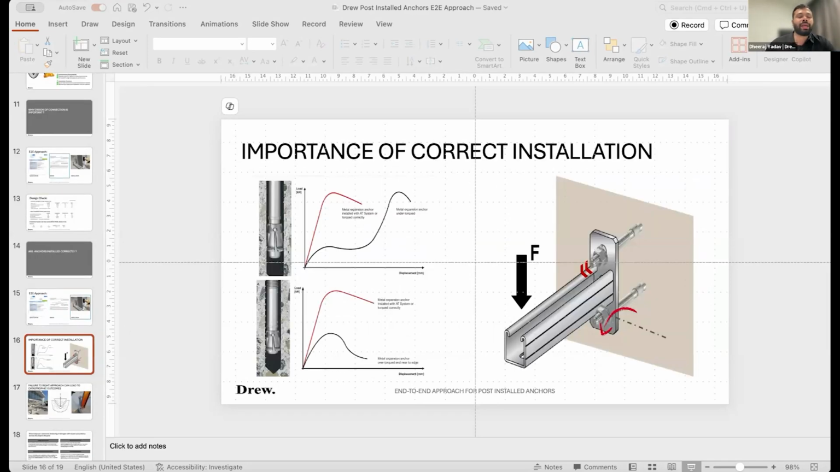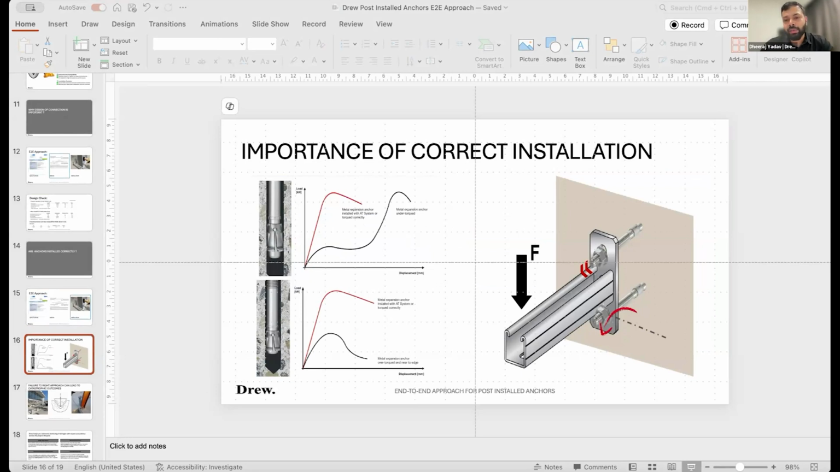This slide gives a clear indication about the installation processes. As you can see through this image on the right hand side, if a force is going to come on this subject, then there will be a tendency that the upper anchor will go in tension and the lower anchor will go in compression.